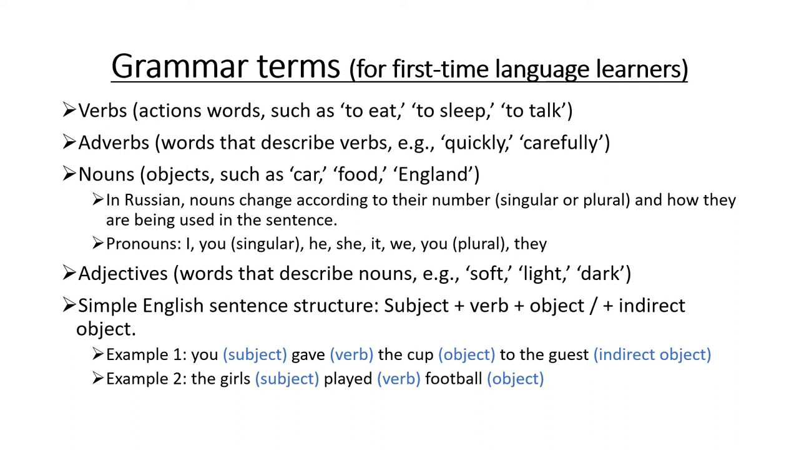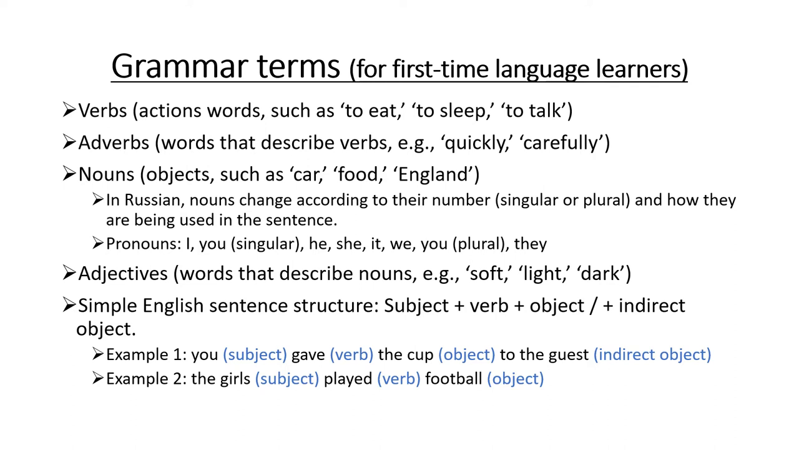Then we've got adjectives. These just describe nouns. So soft, light, dark, anything that makes a noun more detailed is going to be an adjective. And in English, adjectives are quite straightforward, thankfully. But in Russian, they have to agree with the noun, which is something that we will be touching on today, briefly introducing you to that concept, and then we'll build on that more in later lessons.